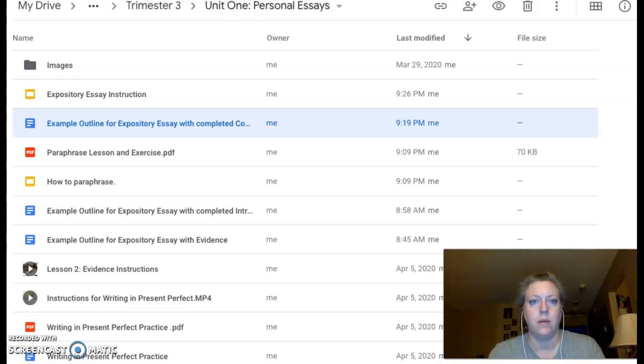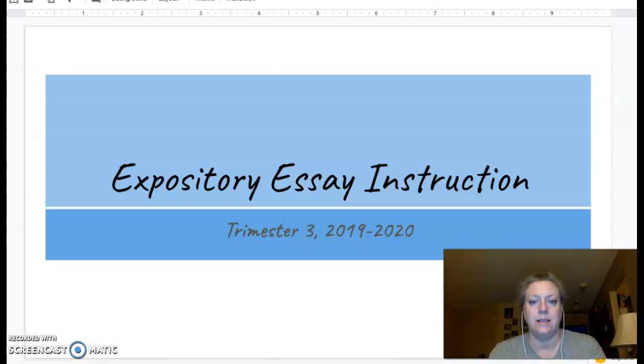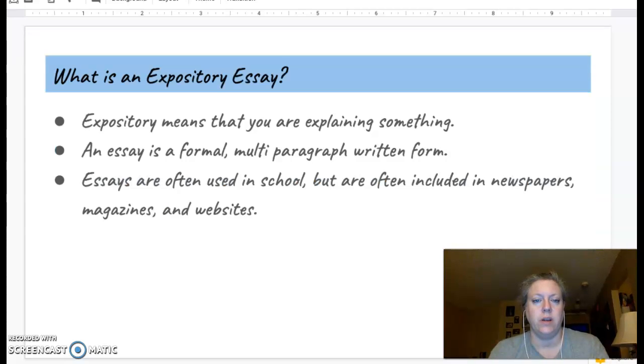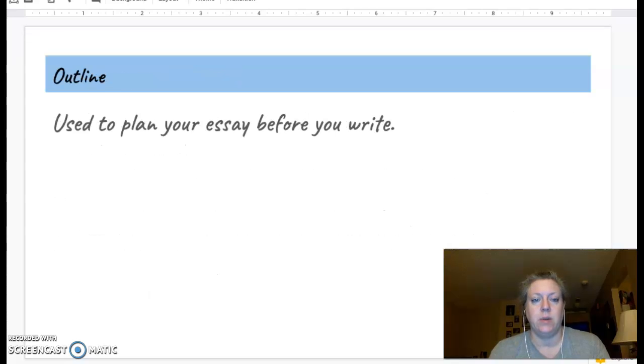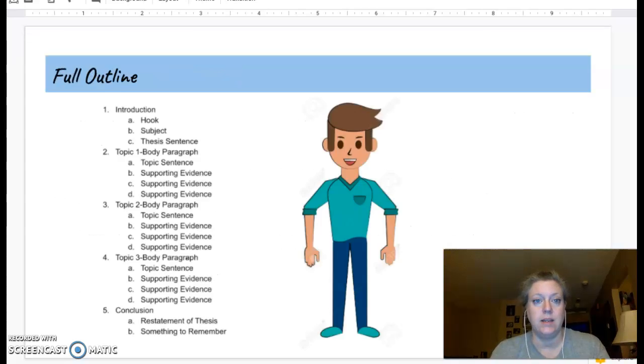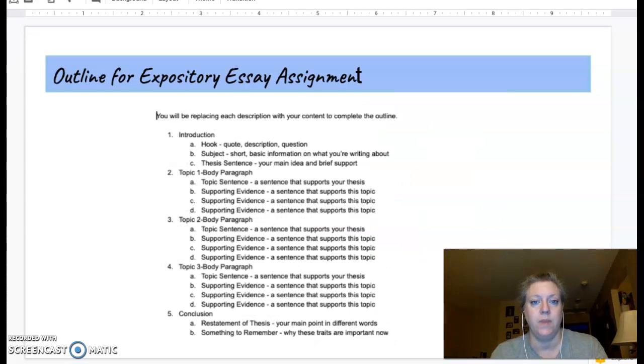Okay, so let's talk about the last lesson for your expository essay outline. So we quickly review what we've done so far. We talked about what the expository essay is. We talked about the 5-paragraph format. We talked about how we use an outline. And then we talked about the full outline. These are all parts of lesson 1.